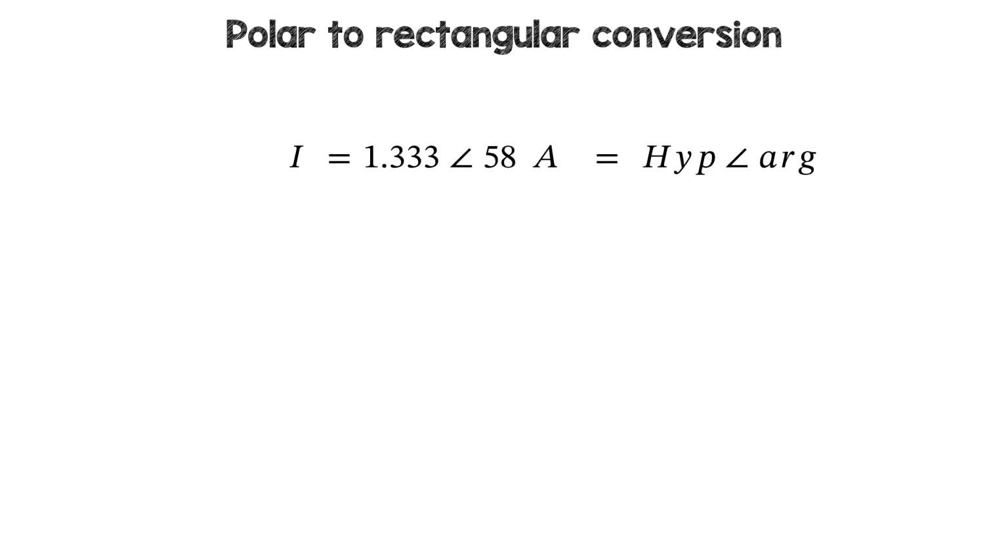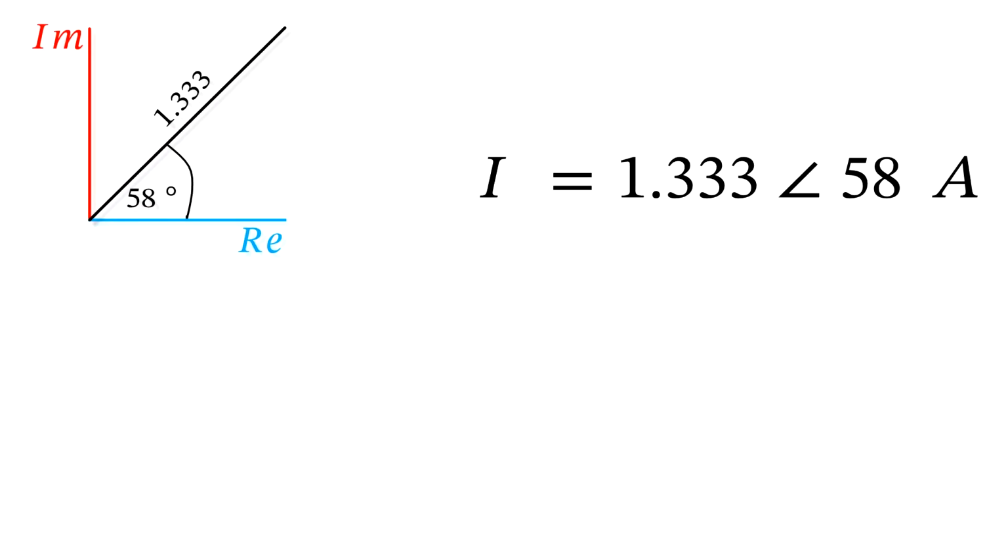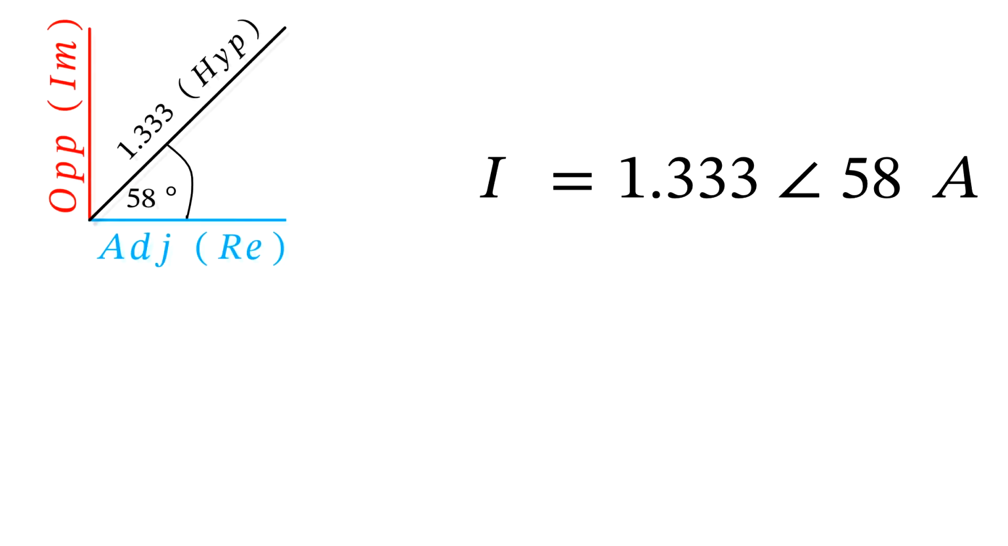So we've got a current in polar form of 1.3 recurring amps at 58 degrees, which is a hypotenuse and an angle. And we can see it there. But don't forget that the real part of the rectangular conversion is the adjacent side, and the imaginary part will be the opposite side of a right-angled triangle. Cosine always goes with adjacent, and sine always goes with an opposite side. So there we go, we can see the adjacent is the real part and the opposite is the imaginary part, and in polar form we're given the hypotenuse and the angle.